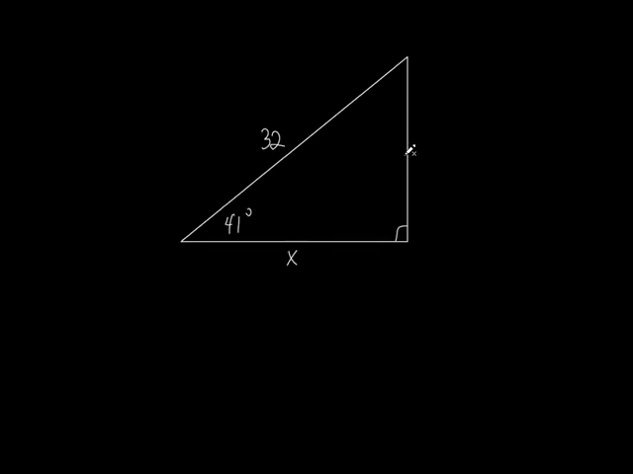All right, this is a right triangle. And let's see what they give you. They give you the hypotenuse is 32. The angle is 41. And they ask for this side right here. I did this in my other class. I'm going to do it in here as well.